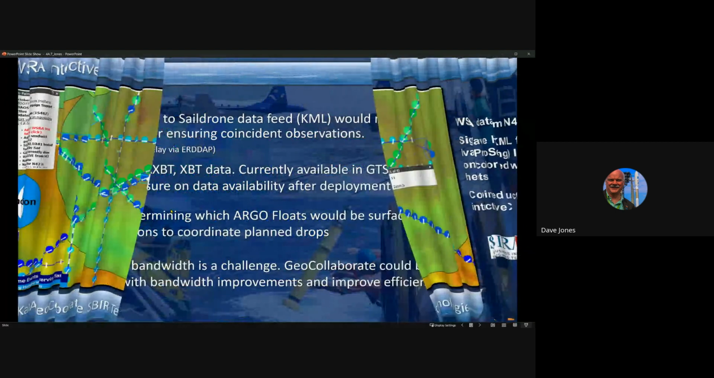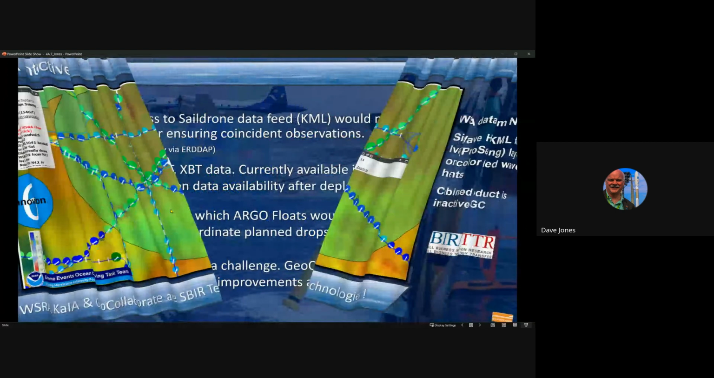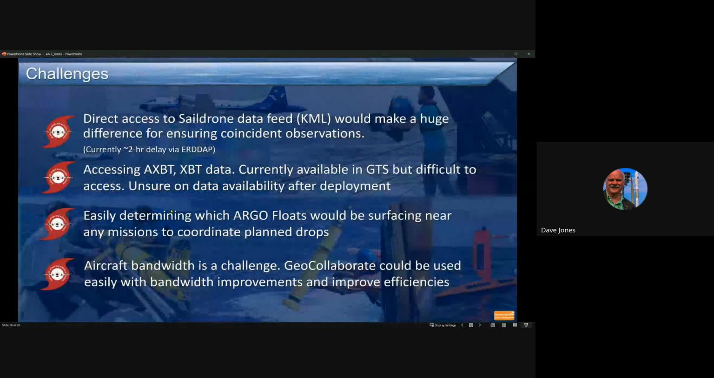Now, we did have some challenges. The first challenge was direct access to the sail drone data feed. We didn't have one. It would be great to have that network KML feed directly from sail drone, which would make a huge difference for ensuring coincident observations. Currently, we're getting it from ERDAP.